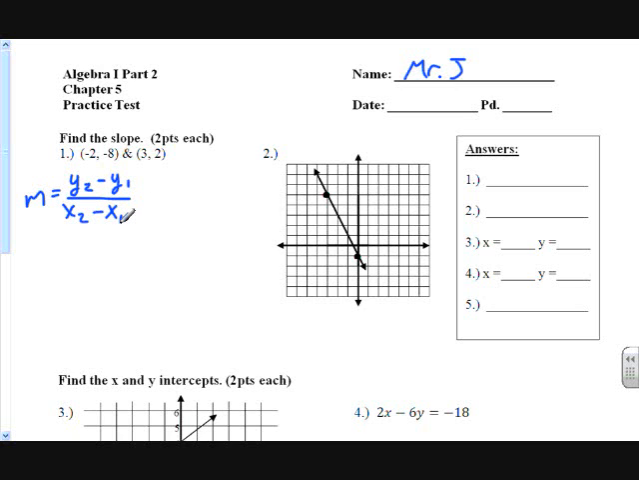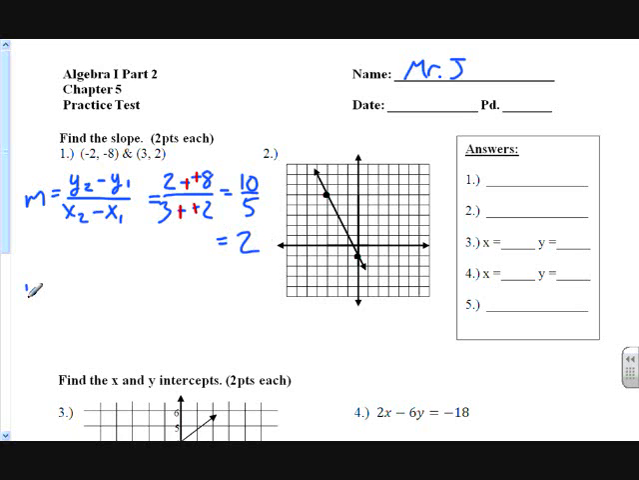I'll do that way first, so I'm going to take the second y value. My second y value is the 2, and I subtract the first y value, which is the negative 8, over the second x value, which is the 3, minus the first x value, which is the negative 2. And now I just have to be careful with my signs here. Remember, subtracting is like adding the opposite. So that's going to give me a 10 over a 5, which equals a 2.